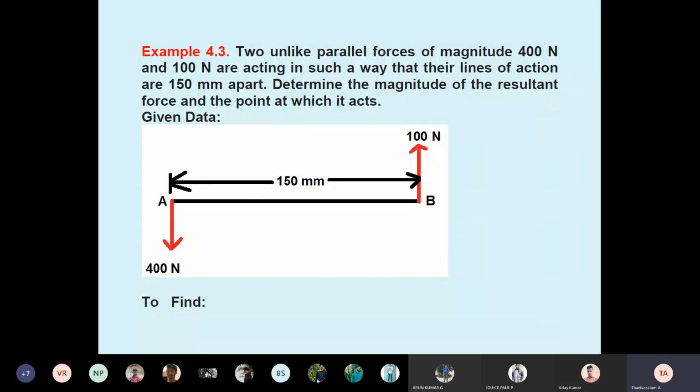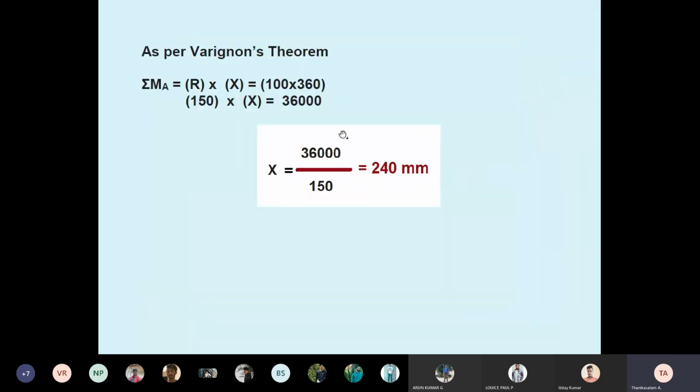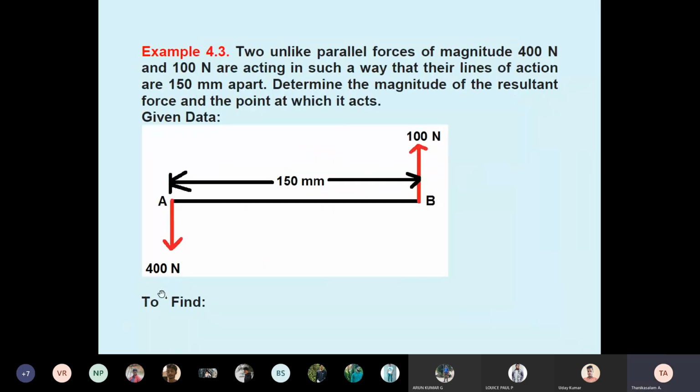The same problem, the same concept. Previously it was like parallel, here it is unlike parallel. Unlike parallel means parallel, but acting in opposite directions. The distance given is 150 mm. How do you say unlike? One force is in one direction, the other force is in the opposite direction. Like parallel means acting in the same direction. See here, 50 and 50 act in the same vertical direction. Unlike means one force is downward, one force upward, but parallel. They gave the distance 150 mm apart.